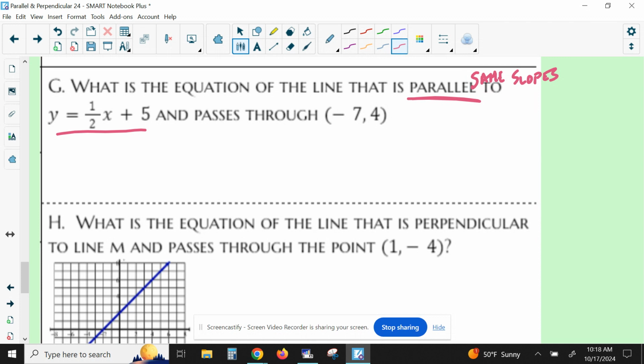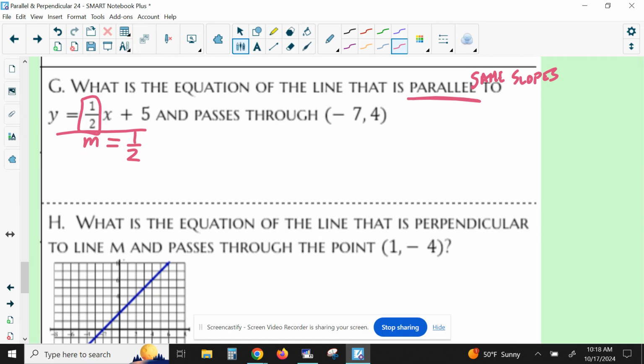So what is the slope of this? Does this look like y equals mx plus b? Yeah. So where's my slope? It is right here. So this right here is my m, and so I know m is 1/2. So I know that my new line that I want to make is going to have a slope of 1/2.